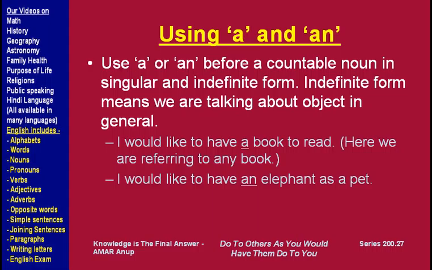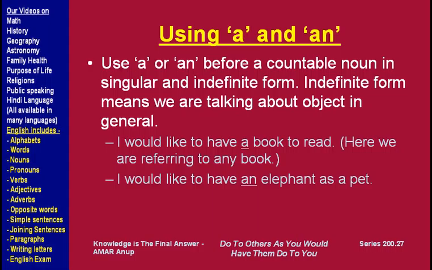Another example, I would like to have an elephant as a pet. Now I did not tell which elephant I would like to have as a pet, just any elephant. And that's why, because it is an indefinite form, we are not telling definitely which elephant I want, so we will use an in front of the noun elephant.